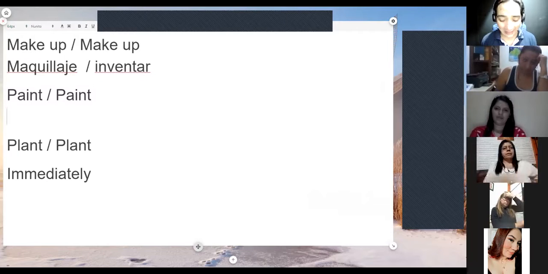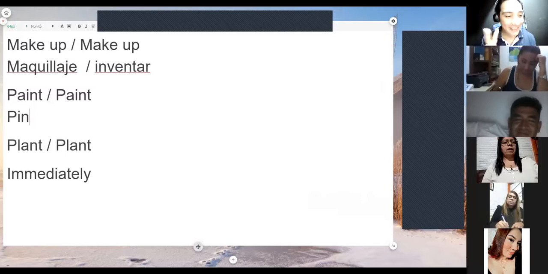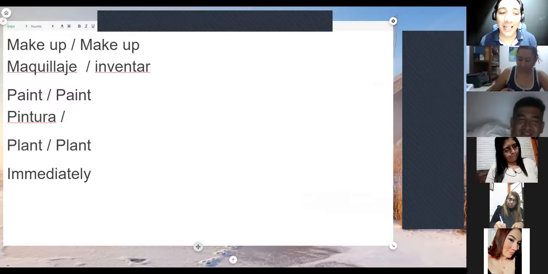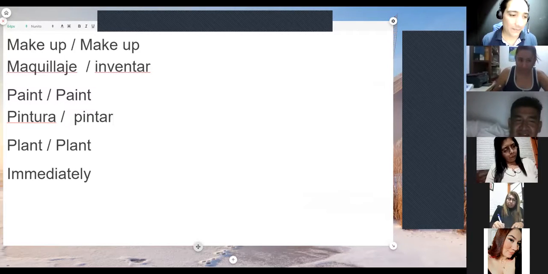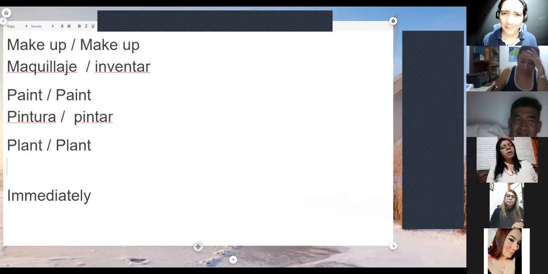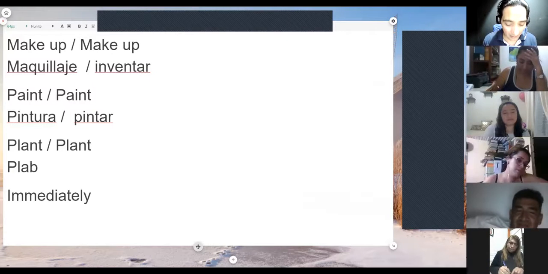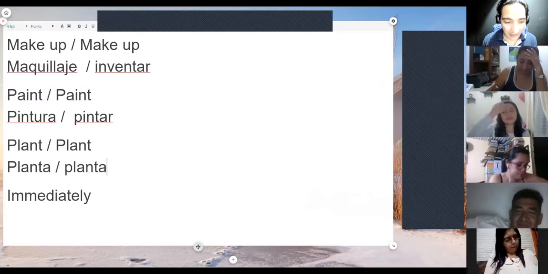Ok. Paint. Help me. What's the meaning? What is the meaning of paint? Pintura. Both. Very good. Los dos están en lo cierto. Pintar, ok. Vamos a empezar con el noun. Pintura. Como noun, como nombre, pintura. As verb, you have pintar. Ok. Hey, do you paint with paint? ¿Pintas con pintura? Do you paint with paint? Ok. Yes. Plant, plant. Help me. What's the meaning of plant? Plantar y planta. Okay, good. Same planta, thing. Planta o plantar.